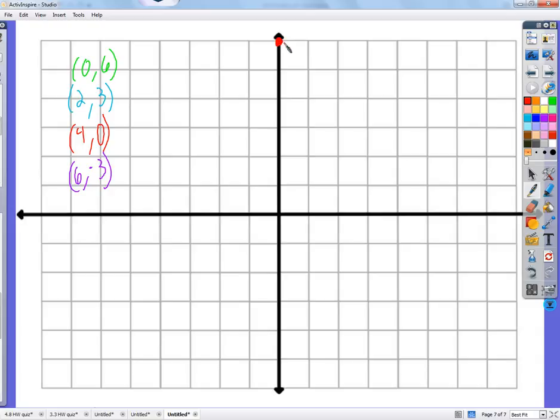There is 0, 6. To the right 2 and up 3. To the right 4 and don't go up at all, just stay at 0. To the right 6 and down 3.